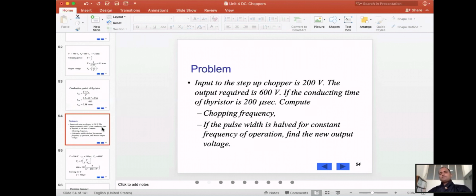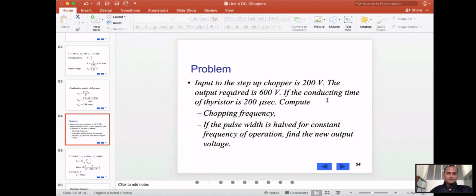Similarly, the input to the step-up chopper is 200 volt and the output required is 600 volt. If the conduction time of a thyristor is 200 microsecond, you have to compute the chopping frequency F. The second question is a little bit different, so understand it carefully. If the pulse is halved for a constant frequency of operation, you have to find the new output voltage.